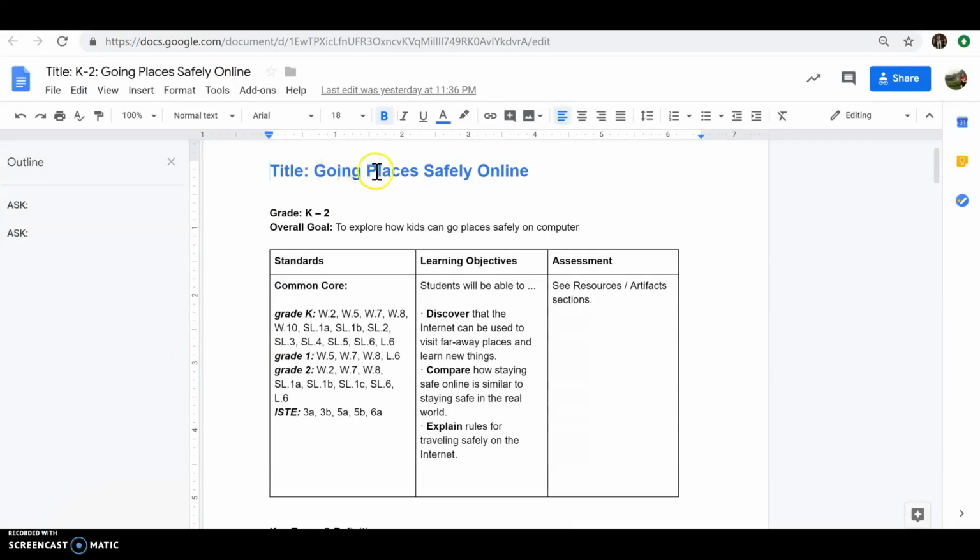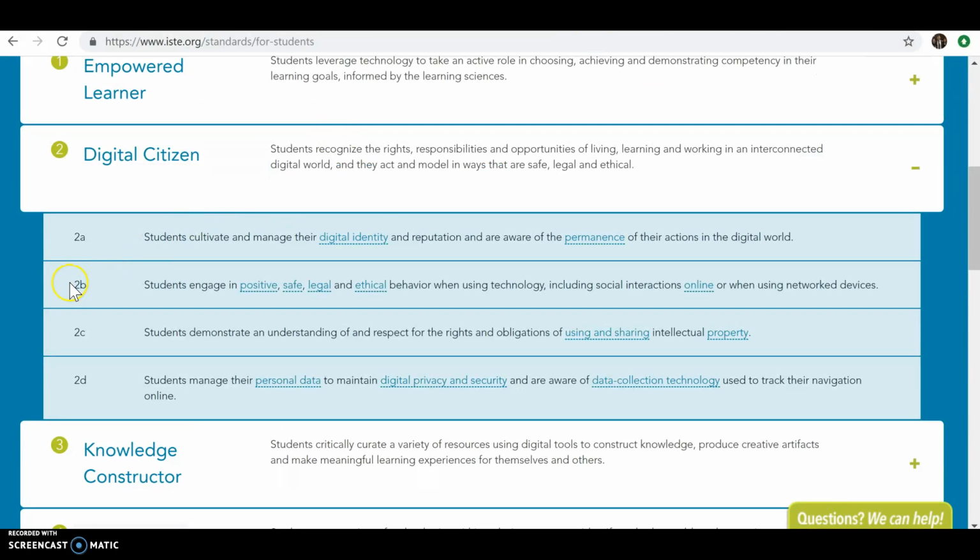lesson plan Going Places Safely Online. And the overall goal of this lesson is to explore how kids can go places safely on a computer. So first of all, this lesson plan addresses a lot of different standards, but the ones that I focused in on were the ISTE standards 2B and 2D. And it was mostly about students engaging in safe behavior when using technology, especially a focus on social interactions online and managing digital privacy and security.